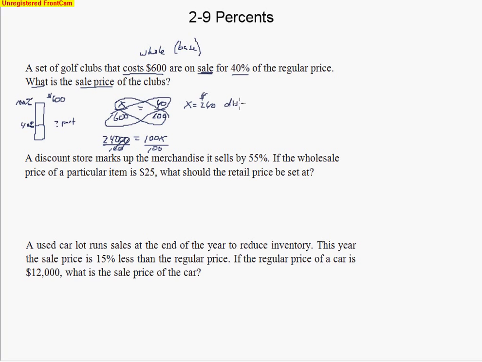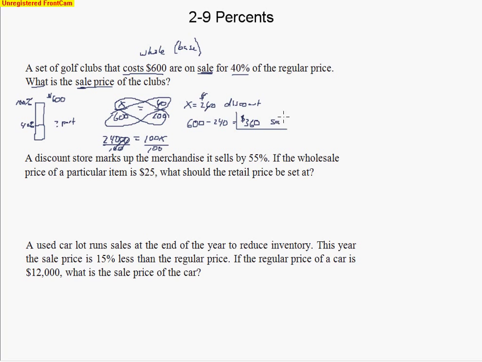This is not what they're asking for. They're asking for the sale price. So I'd have to take that discount and subtract it from the total. When I do that, that leaves me with $360, and that would be the actual sale price.